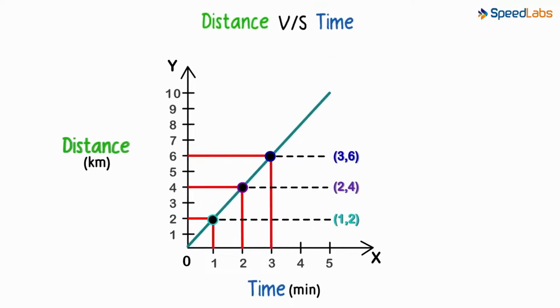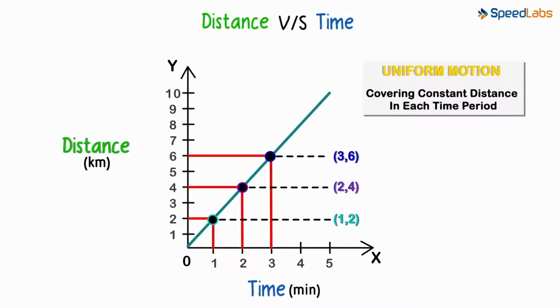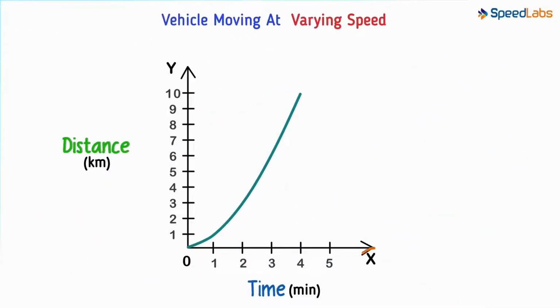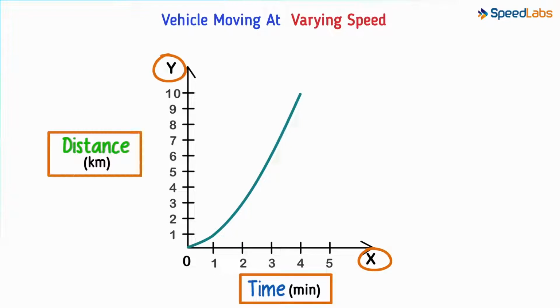In the previous part of the video, we'd looked at a distance time graph of a vehicle moving in uniform motion. How will the graph look if the vehicle is moving at varying speeds? Let's look at this graph. The x-axis shows time and the y-axis shows the distance covered.